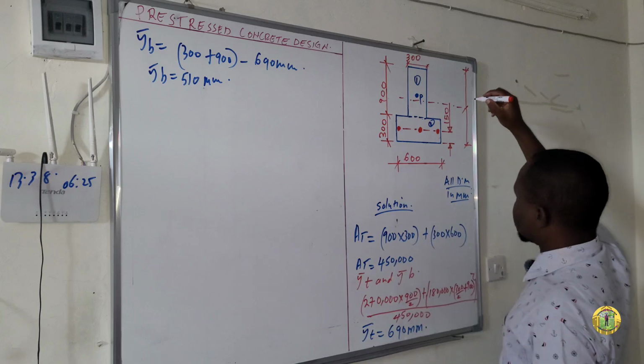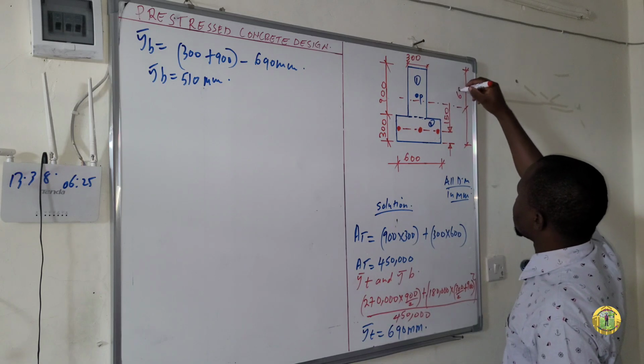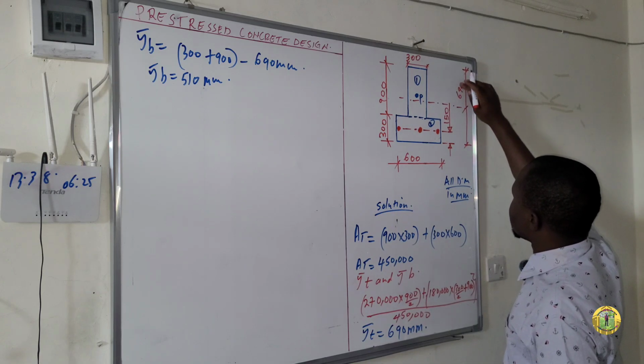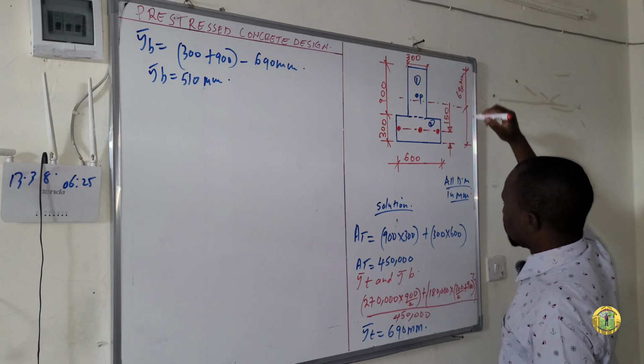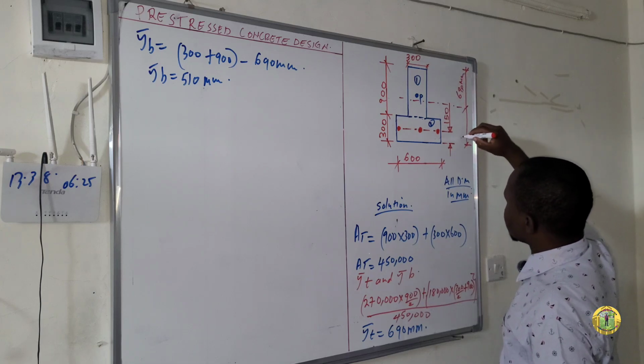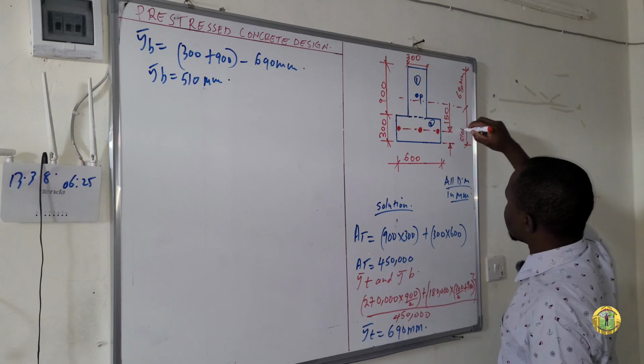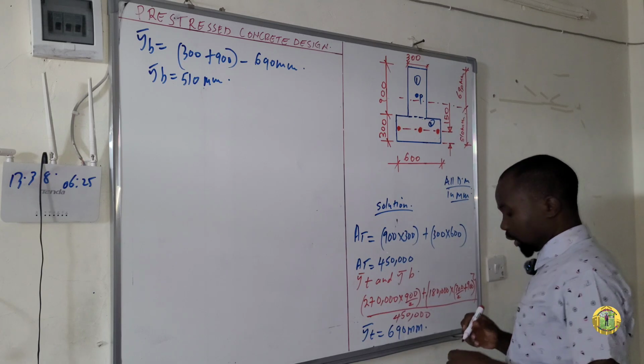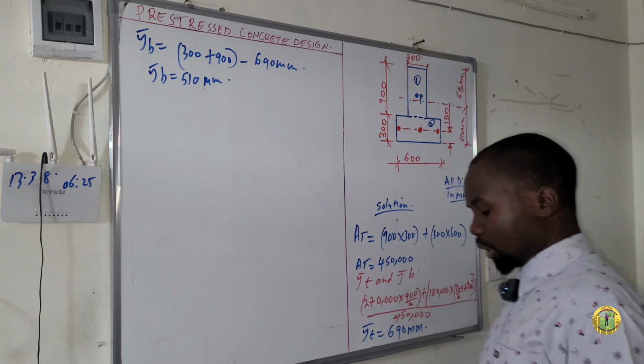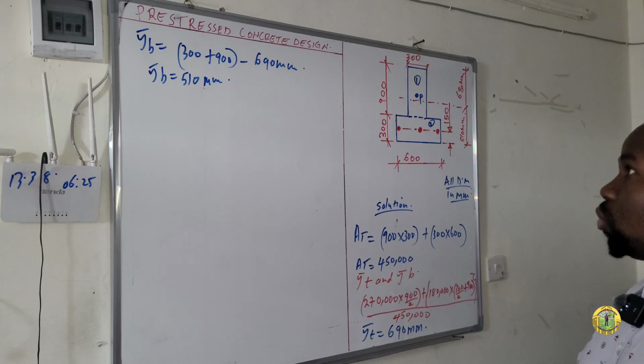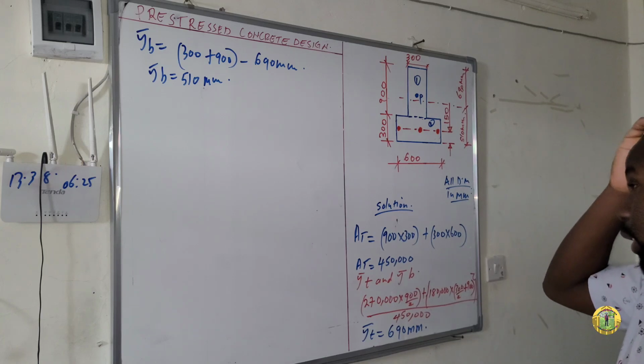So this is 690. And this is 510. Like that. So after calculating the y bar top and bottom, we now proceed to the IXX.